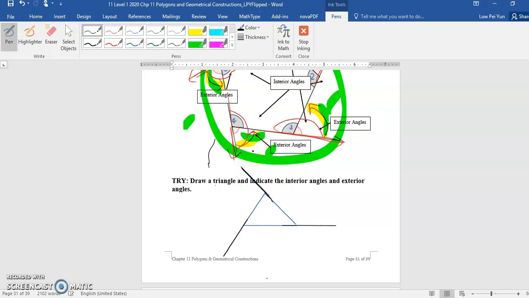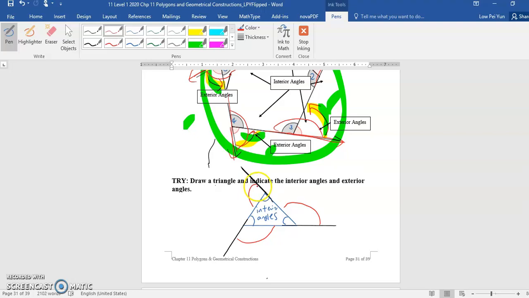So now we need to indicate the interior angles. Here we have interior angle, interior angle, interior angle. Let's squeeze in. Interior angles are inside. What about the exterior angles? From here to here, exterior angle. Here to here, exterior angle. Here to here, exterior angle. So those that are in red are exterior angles.